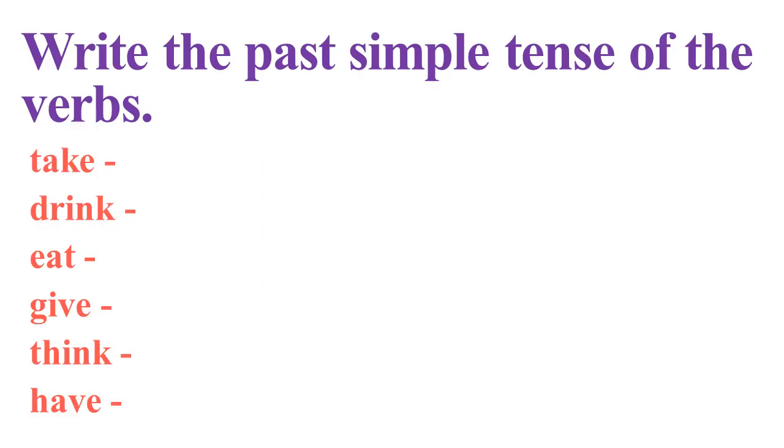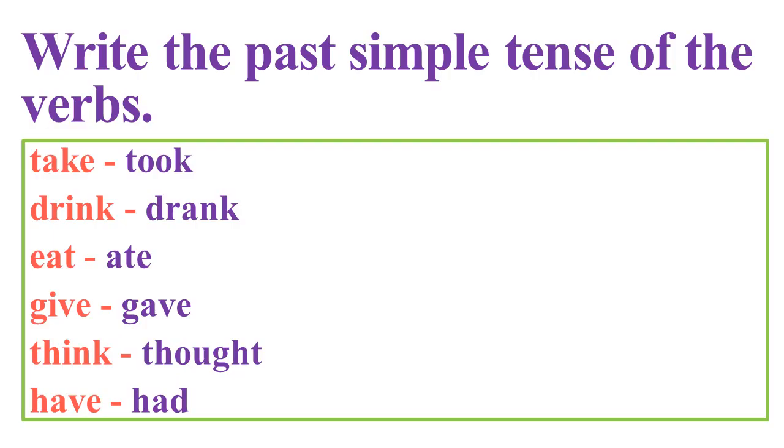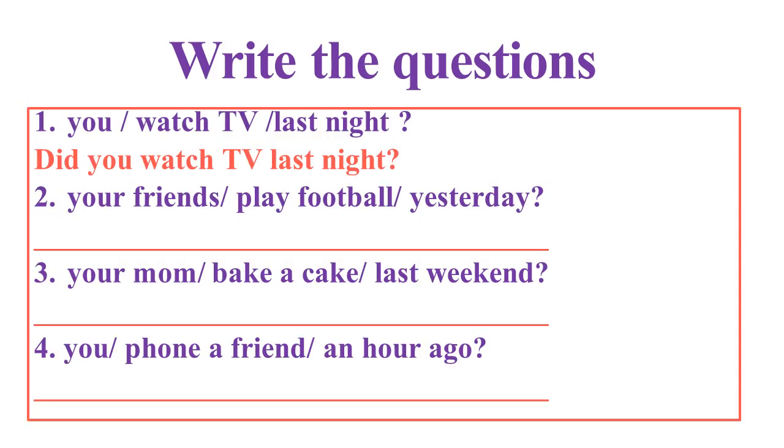So, in this task, you need to write the past simple tense of the verbs take, drink, eat, give, think and have. Use the pause in the video, please. Write the past simple tense of these verbs and then continue watching the video to check whether you were right or not. Okay, let us check this exercise. I hope you have finished it and these are the keys. Let us check. So the correct answers are take, took, drink, drank, eat, ate, give, gave, think, thought, have, had. Good job!